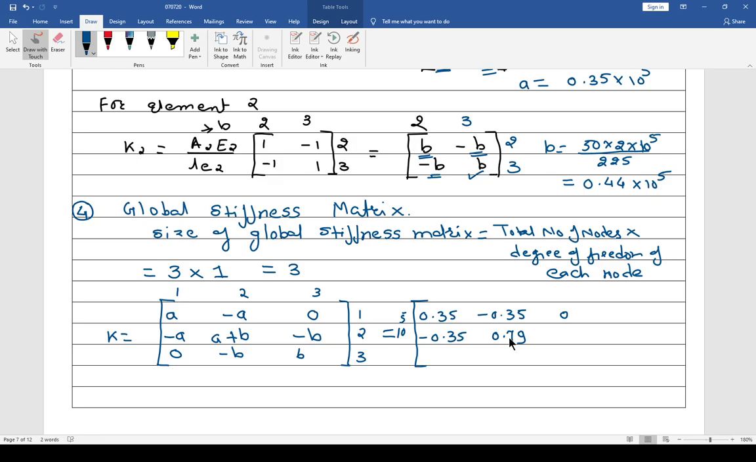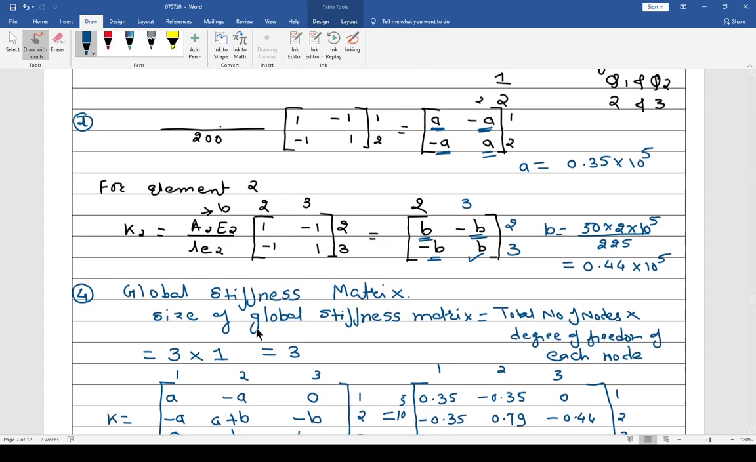Okay, correct. Then this will be minus 0.44, 0 minus 0.44, this will be 0.44. In this way I got 1 2 3, 1 2 3. Okay, so this is my fourth step.